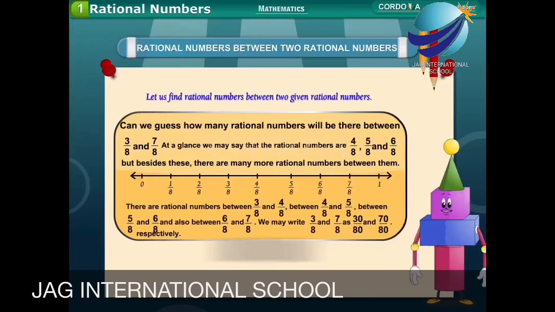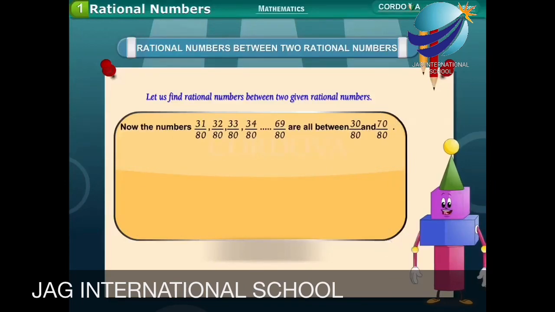There are rational numbers between 3/8 and 4/8, between 4/8 and 5/8, between 5/8 and 6/8, and also between 6/8 and 7/8. We may write 3/8 and 7/8 as 30/80 and 70/80 respectively. Now the numbers 31/80, 32/80, 33/80, 34/80, and so on, up to 69/80, are all between 30/80 and 70/80.